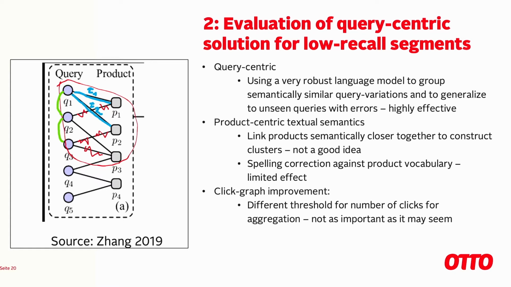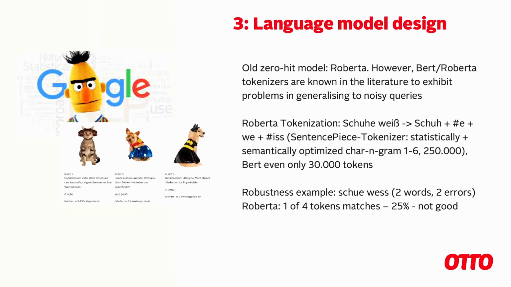We also checked that, but I skipped that. Let's stick with the language model. Then we needed to design a language model which could really understand all these funny variations and really understand that iPhone is iPhone. And what we found is that Roberta and BERT tokenizers, which are known in the literature to exhibit problems, weren't really up to the job because they split the words into basically semantically, statistically optimized subwords.